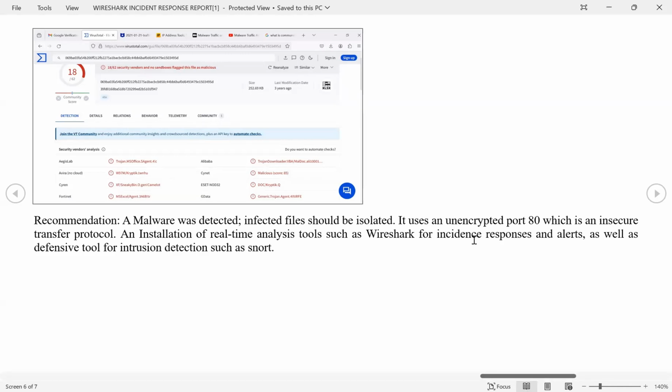And I recommended the installation of a real-time analysis tool, Wireshark, for incident response and alerts, as well as a defensive tool for intrusion detection, such as Snort.